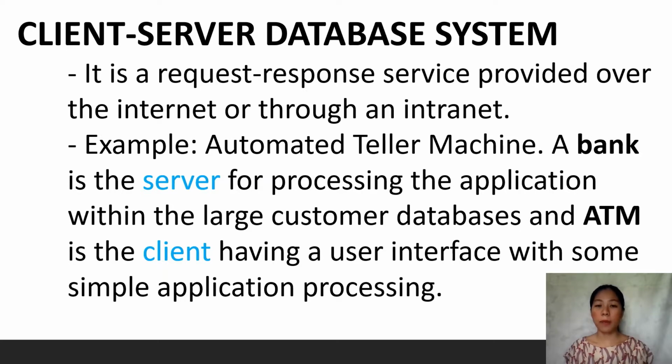A great example of this is the automated teller machine, or the ATM. A bank is the server for processing the application within the large customer databases. An ATM is the client having a user interface with some simple application processing. So in this example, the bank stands as the server and the ATM as the client. The ATM requests to the bank, which is the server, and the bank provides a response to the ATM, which is the client.